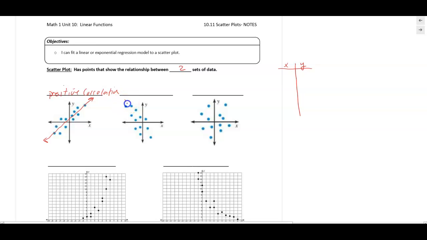So the next one, we would say has a negative correlation. And the reason we say it's a negative correlation is we can draw a line through that set of data that gets close to every point, right? And that line has a negative slope. Now, when you look at the third one, these points are all over the place. They really show no relationship. So what we say is this has no correlation.